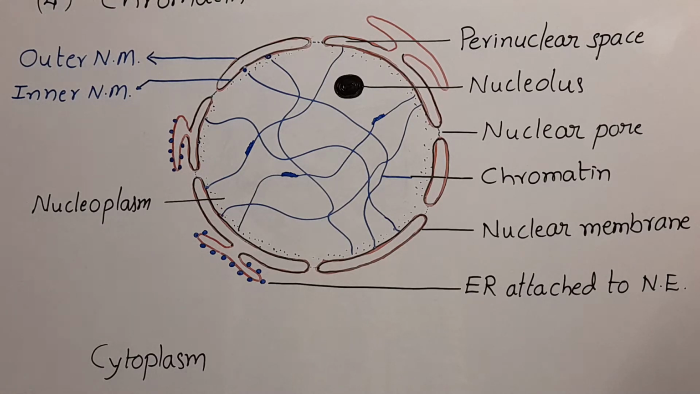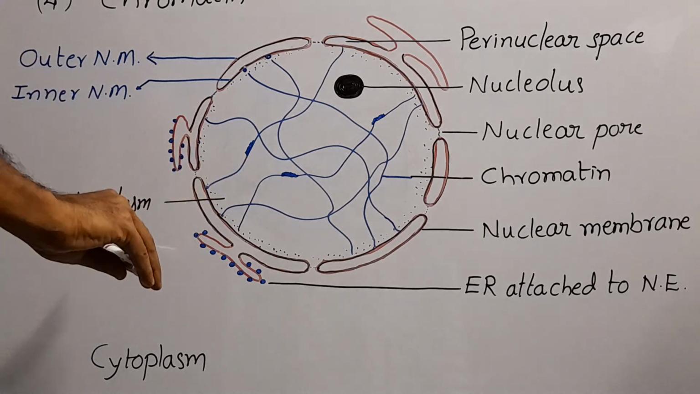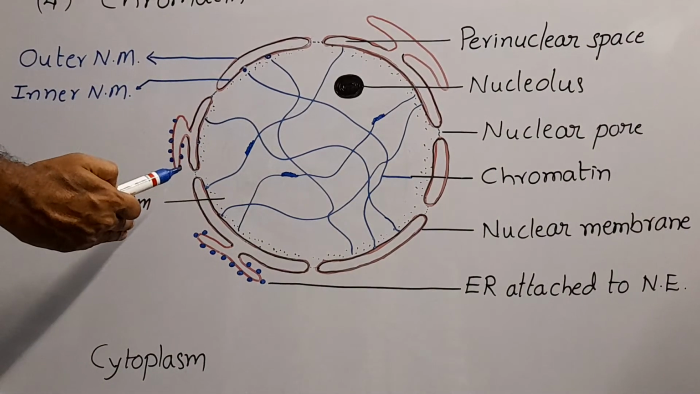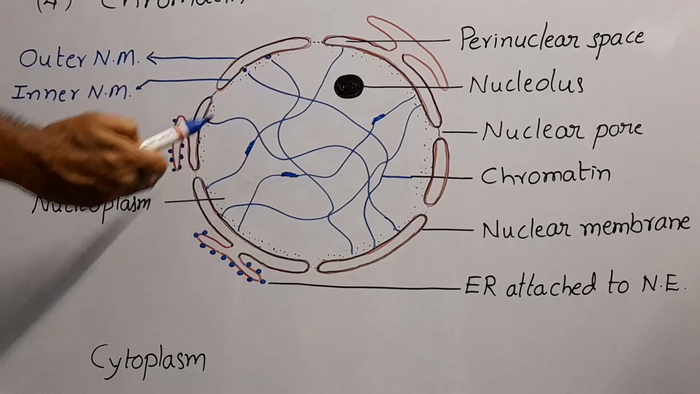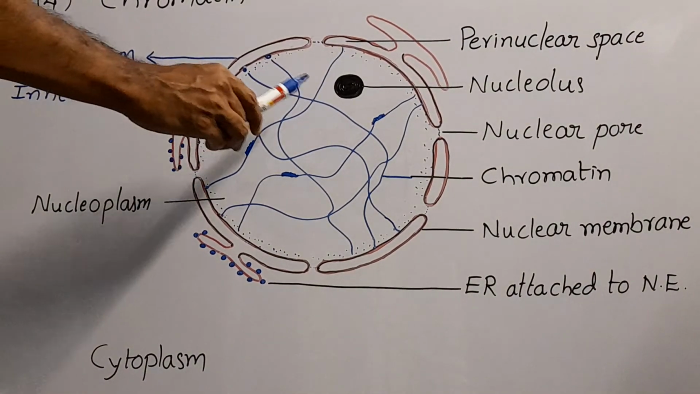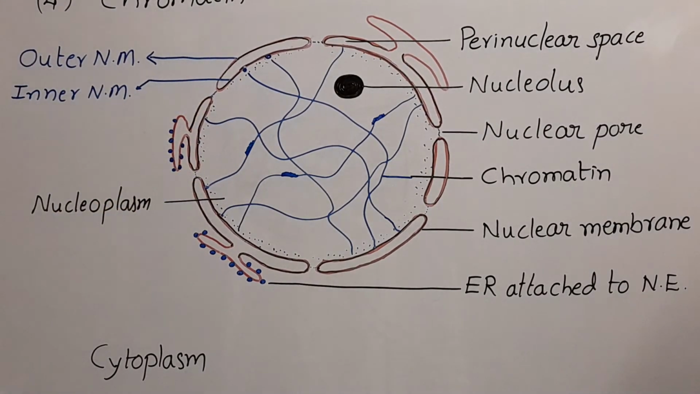Some proteins are selectively imported from cytoplasm to nucleoplasm. Some proteins are imported, like RNA processing proteins. Next, some proteins are exported from nucleoplasm to the cytoplasm, like mRNA. So mRNA is synthesized in the nucleoplasm. They are transported or exported into the cytoplasm.